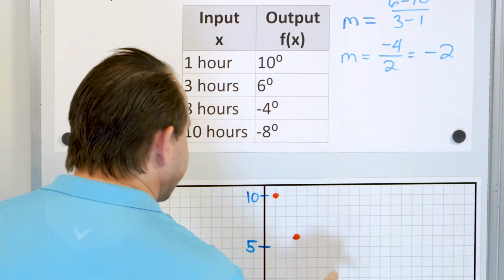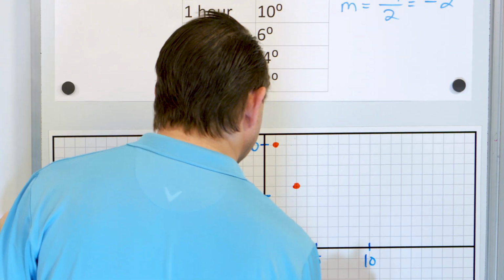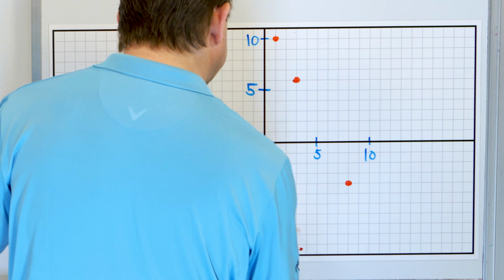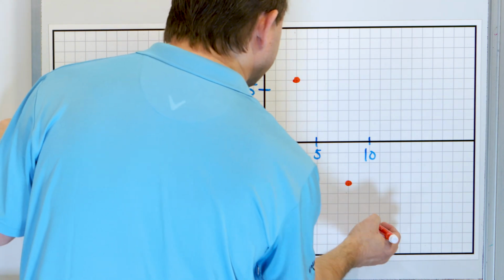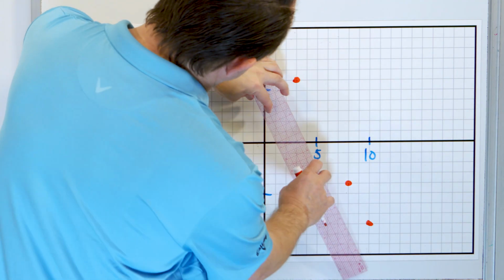And then 8, negative 4. Here's 8. And here is negative 4. And then 10, negative 8. 10, here's negative 6, negative 7, negative 8 right there. Like that. First of all, does this form a line? I think it does. Let's just double check.